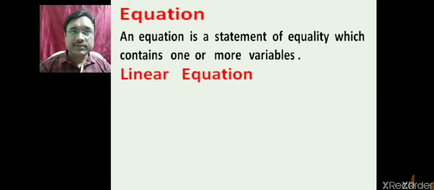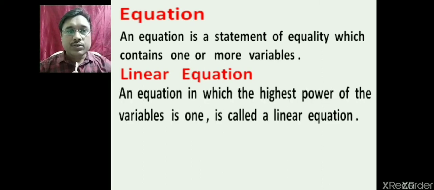Now, linear equation. There are several types of equations: linear equation, quadratic equation, cubic equation, but here we have to see linear equations. An equation in which the highest power of the variable is 1 is called a linear equation. In general terms, we can say that the degree should be 1. That means the highest power of the variable should be 1 only.